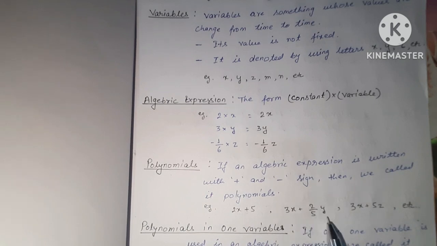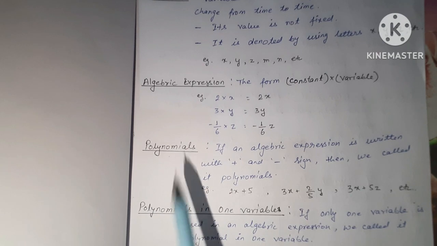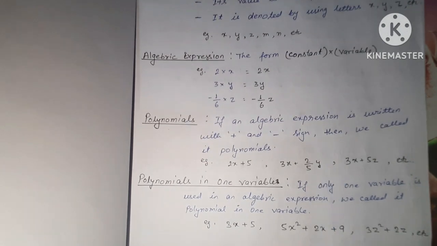3x plus 2 by 5y is also a polynomial. 3x plus 5z etc. There are so many examples of polynomials. Here what we see, in this polynomial 2x plus 5, 2 and 5 are the constants, x is the variable. Here x and y, two variables are there. Here also two variables are there.